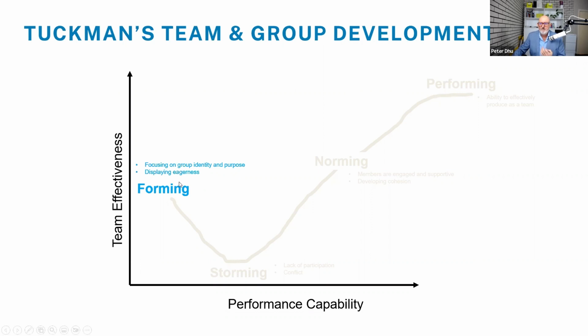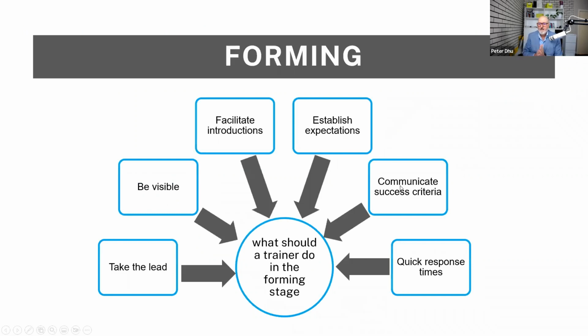So in the forming stage, here's some things to consider. People are there for the first time. They don't necessarily know each other. They're not sure what the outcomes are going to be. Maybe they've been sent along by human resources, by their boss to be upskilled. And they think people are going to look at them as not being good in my workshops at public speaking. So my role as the facilitator or the trainer, I need to take the lead. I need to be visible. I need to facilitate introductions. Am I going to do an icebreaker? Am I going to do a round the room discussion?